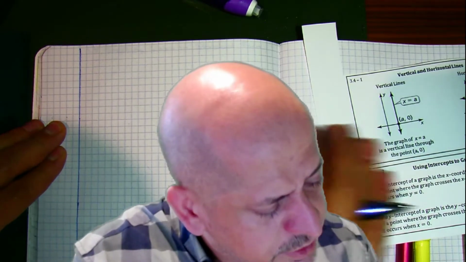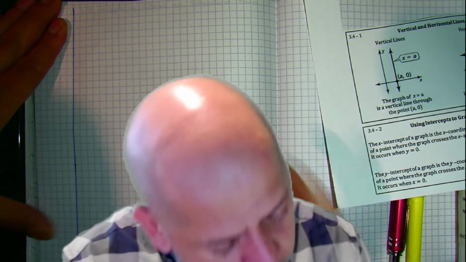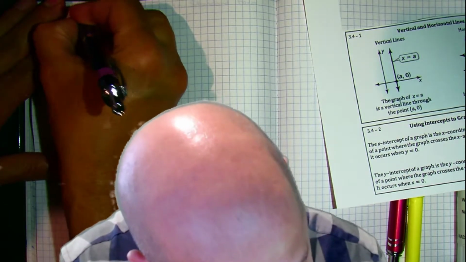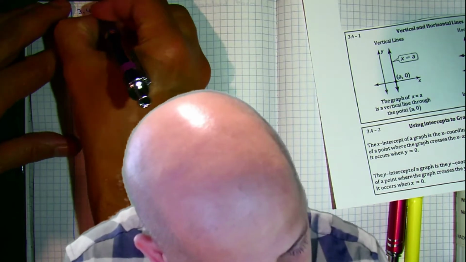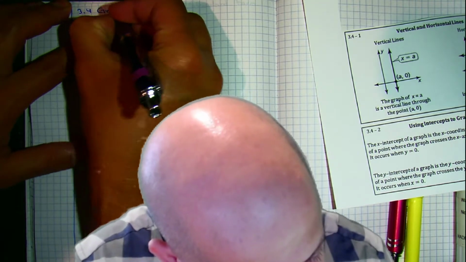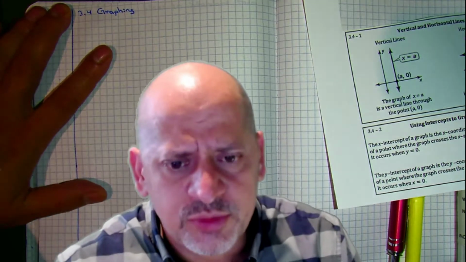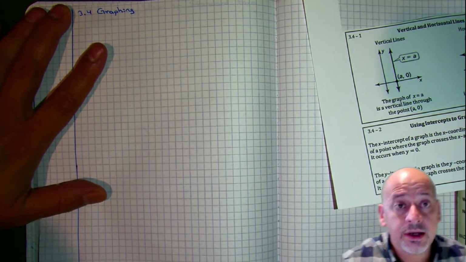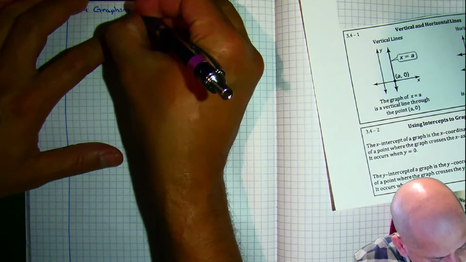Now the title is 3.4. And I'll get out of your way in a few minutes. Graphing lines in standard form. Let me make myself a little smaller. Why am I so large today? Here we go. Much better. So, graphing lines in standard form.